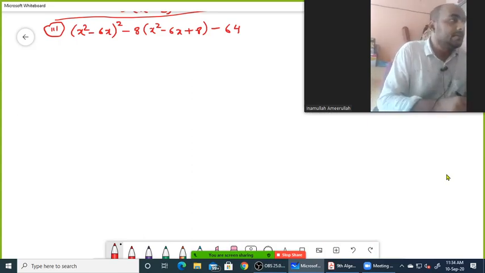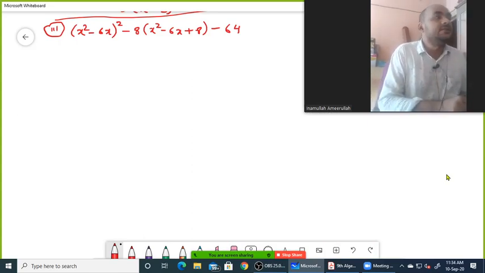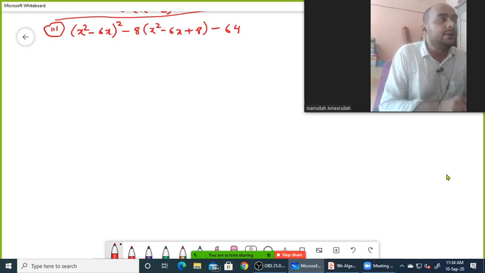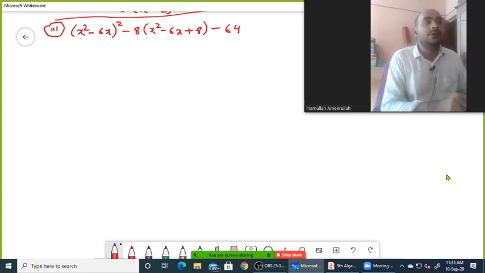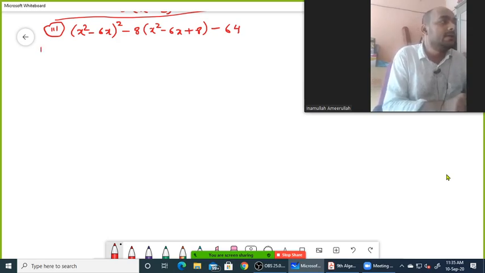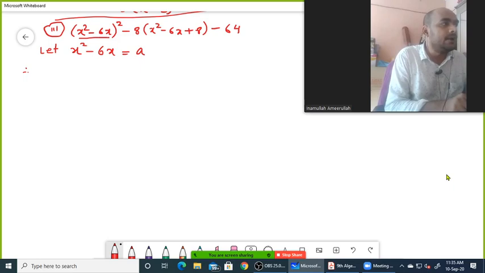Look at this. This is (x square minus 6x) whole square minus 8 into bracket (x square minus 6x plus 8) minus 64. This is the given polynomial. We're going to reduce this polynomial to the form of a quadratic polynomial. So what we can do, I can assume let x square minus 6x is actually a. As you can see, this is x square minus 6x, so this can be considered as a square minus 8.